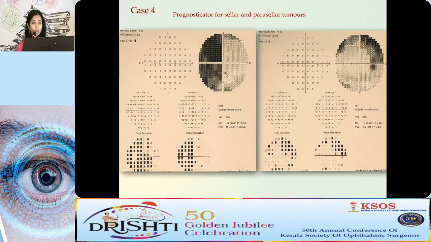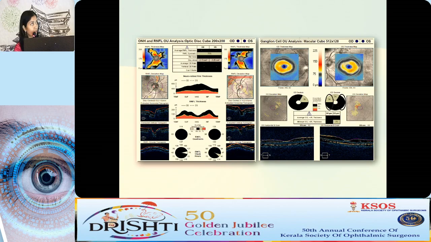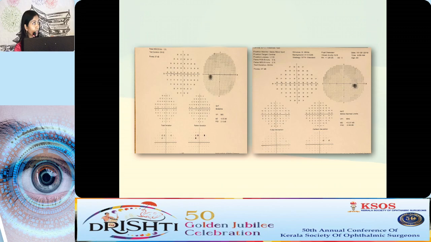So let's look at a case. This is a patient with a cellular tumor, and you can see the visual field defect. There is temporal hemianopia, superior temporal hemianopia here. And if you look at the OCT, RNFL and ganglion cells, there is not much change there. The patient underwent surgery, and 1 week after the surgery, the visual field has completely returned to normal.